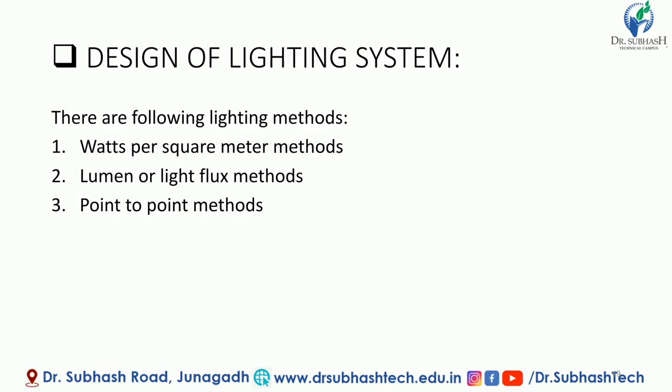So let's see next. Design of lighting system. There are three methods for design of lighting system. First one is the watt per square meter method, which means how many watts you consume per one square meter. Second one is the lumen or light flux method. Third one is the point to point method. So let's see them one by one.